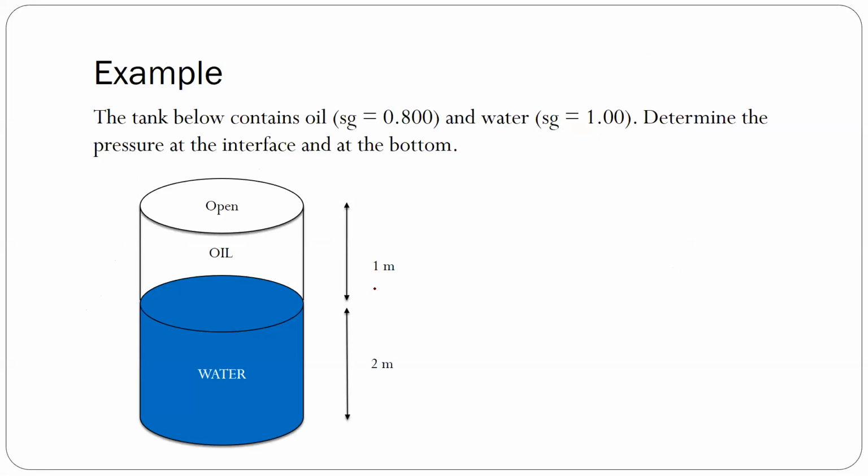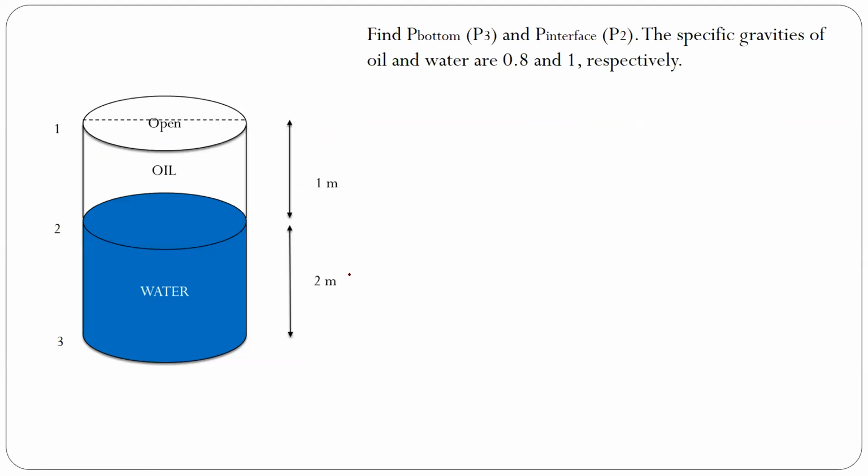Next, I have here a tank containing oil and water. So oil has a specific gravity of 0.8 and water is 1.0. Let's determine the pressure at the interface. So interface, ito, and at the bottom. Okay. So, ang sabi sa problem, hanapin natin yung pressures dito sa bottom, tsaka pressure sa interface.